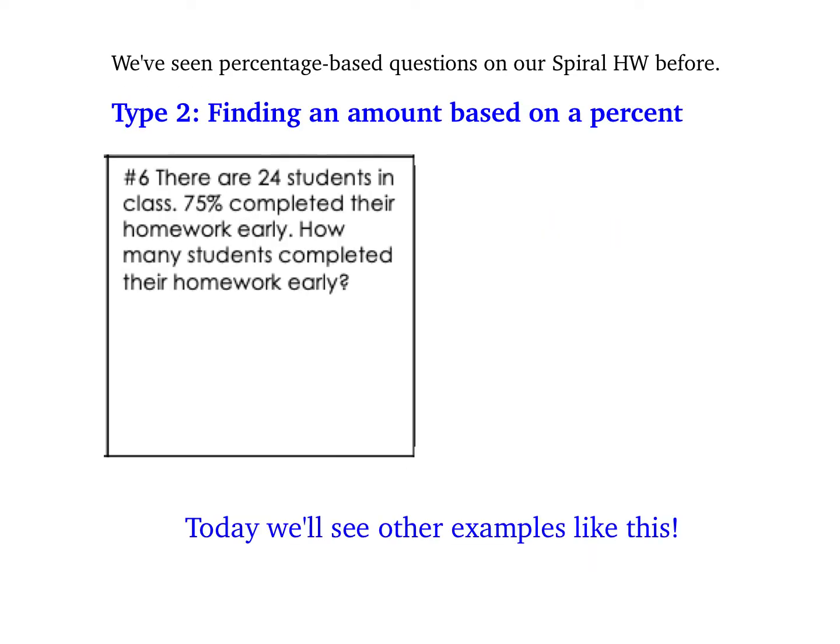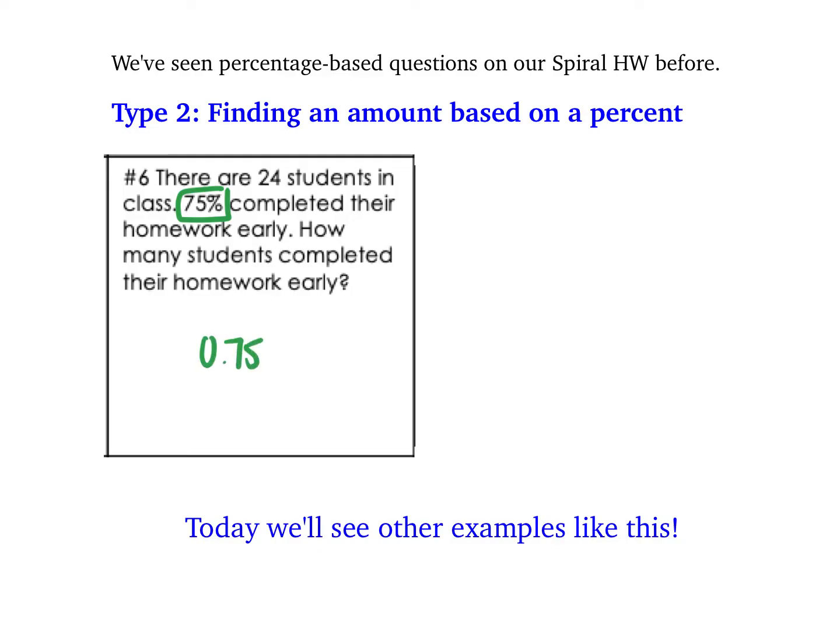The questions we're going to be looking at today are different because we're going to be given the percentage already. So you've seen some questions like that, and I think you have one this week of something like this, where it says there are 24 students in class, 75% completed their homework early. How many students completed their homework early? And since we're not super familiar with these, there's always been a hint attached to these. And the hint says to take that percentage and change it to a decimal form. So 75% would be 0.75.